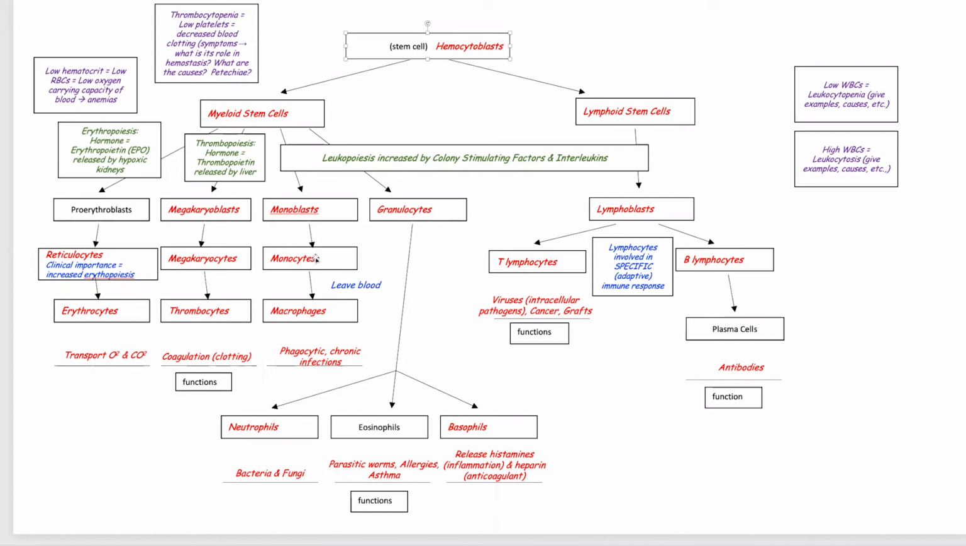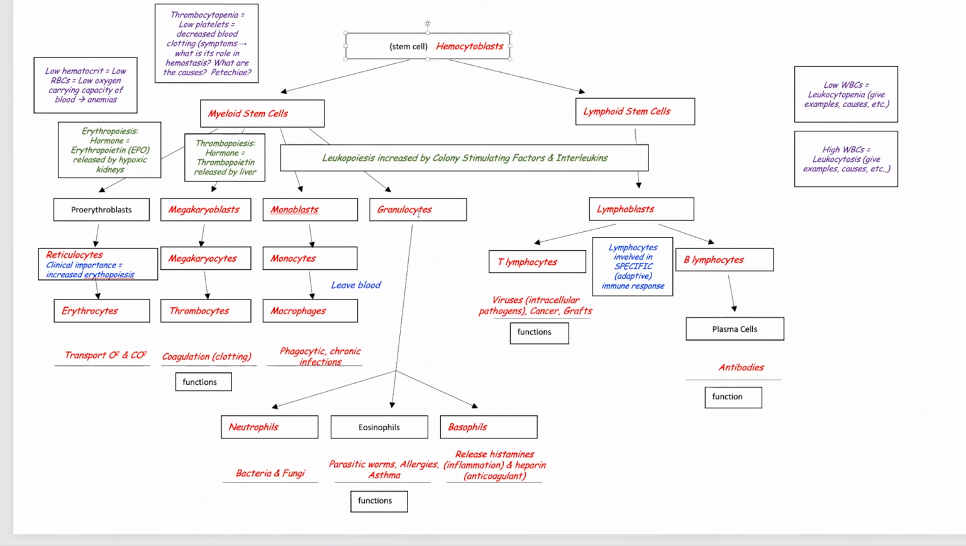So they're going to be eating foreign cells and presenting some of the molecules of that foreign cell to lymphocytes, to T lymphocytes, to help activate them. So they're phagocytic. Their numbers increase also when you have chronic infections, such as during mononucleosis.